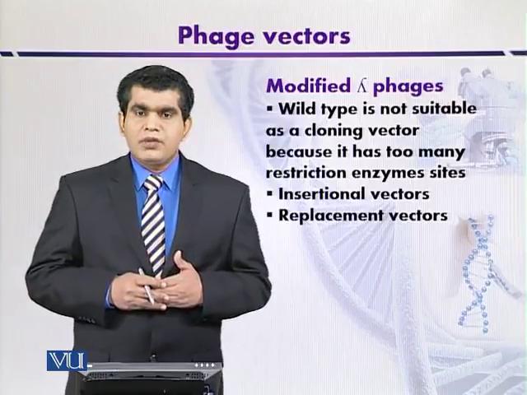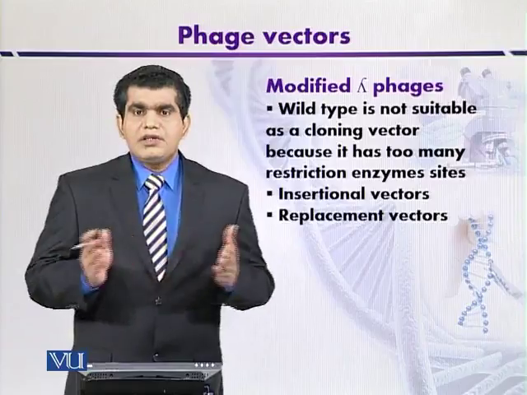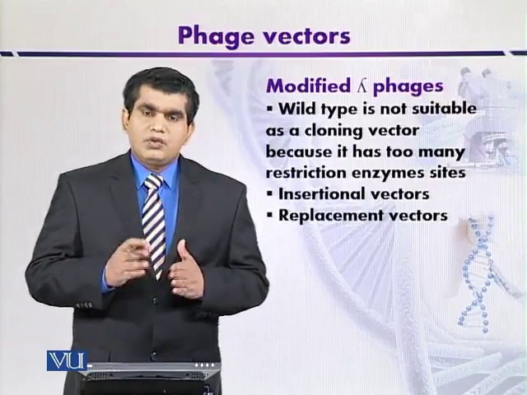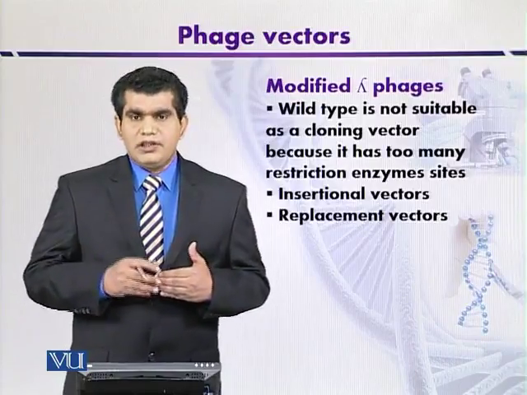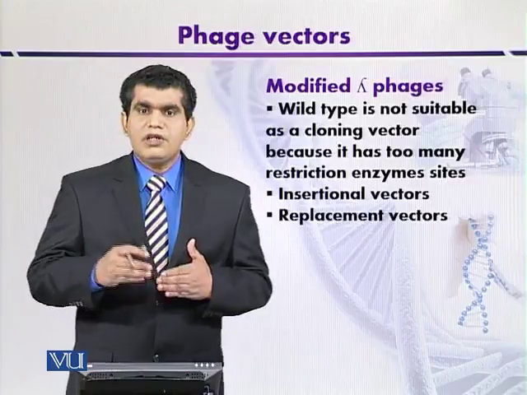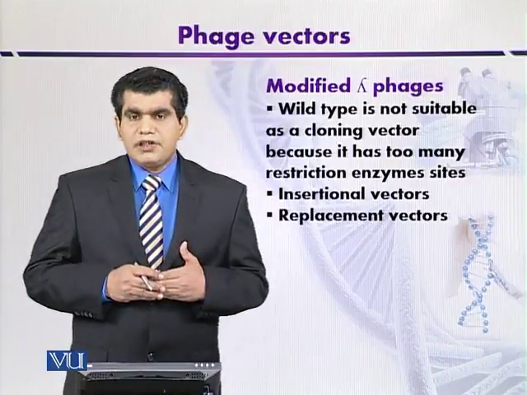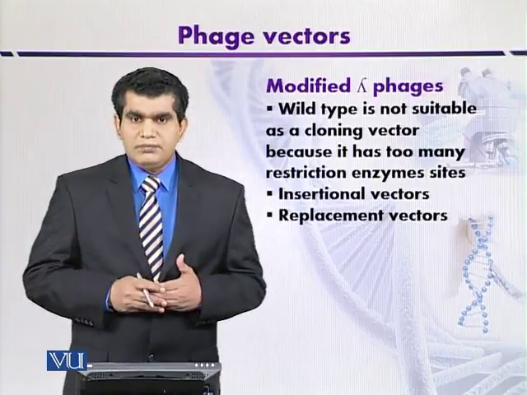इसी तरह से एक और टाइप है Charon 16, जिसमें एक ही restriction site होती है और इसको EcoR1 से कट करके तो फॉरेन डीएनए इंसर्ट कर दिया जाता है. क्योंकि यहाँ हम फॉरेन डीएनए को इंसर्ट कर रहे हैं, इस वजह से इनको इंसर्शनल वेक्टर्स कहा जाता है.